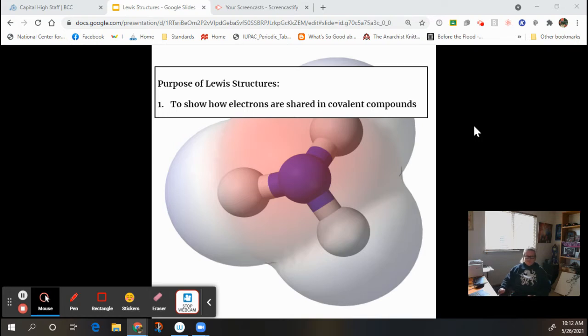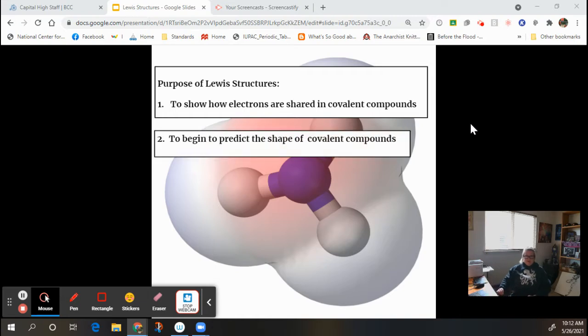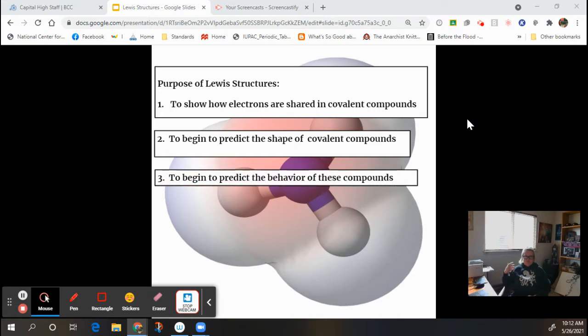What is the purpose of a Lewis structure? There are three of them. The first purpose is to show how electrons are shared in covalent compounds, specifically the valence electrons. The next purpose from that is if we know where the electrons live in a compound, we can begin to predict the shape of that covalent compound. And it's really important to know the shape of those covalent compounds because the shape begins to predict the behavior in terms of melting point, boiling point, conductivity, and solubility, the same physical properties we talked about in the ionic versus covalent lab.